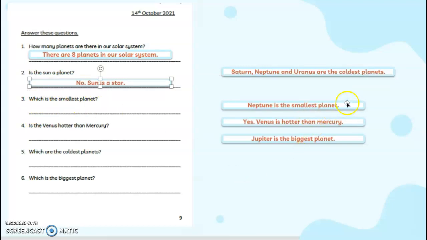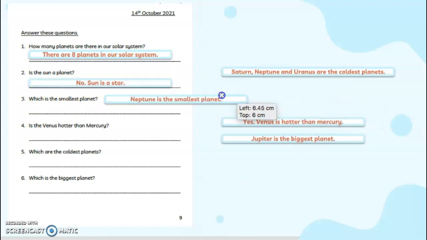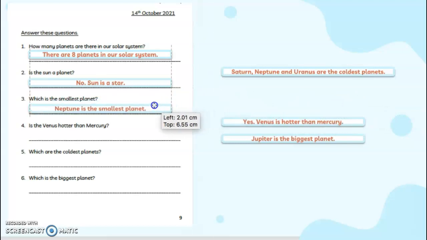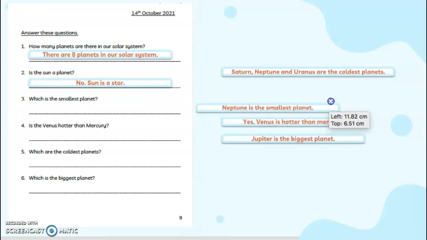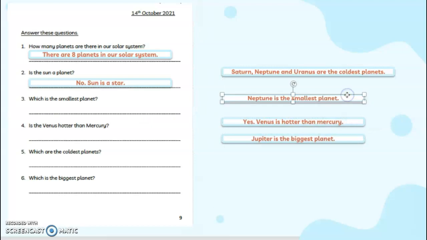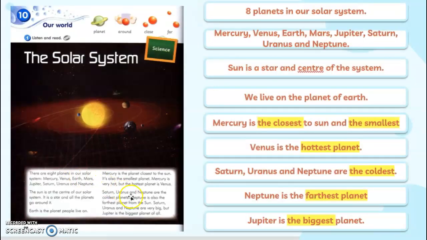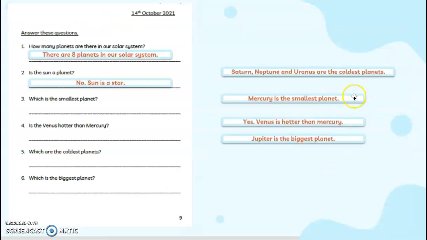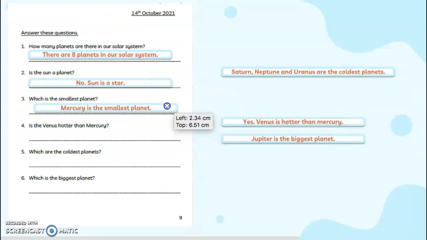The smallest planet would be Neptune, because it is... are you sure Neptune is the smallest planet? It says the farthest planet. I think this is not Neptune. This would be Mercury, because based on the text, it is also the smallest planet, Mercury. It's my mistake. It's not Neptune, it's Mercury.